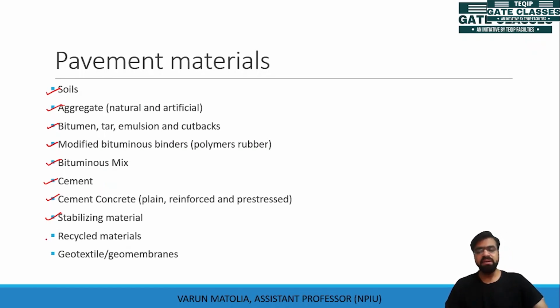Then we have recycled materials. Recycled materials are used in place of other materials so that we can reduce the cost of construction. A very important addition to your pavement material is geotextile or geomembrane. These days, a layer of geotextile is being added to your subgrade in order to increase the stability. We will have an idea what a geotextile or a geomembrane is and how it is used. So these are the pavement materials which we will see in coming lectures.